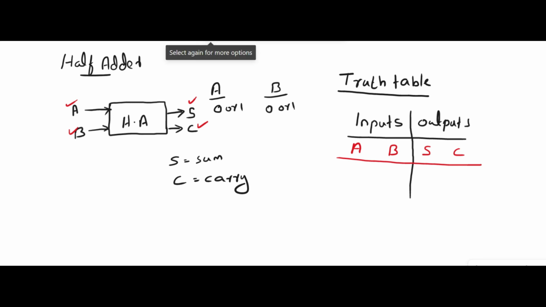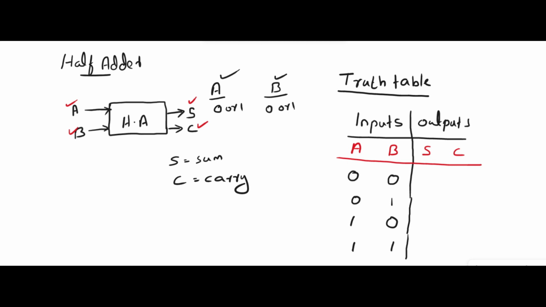And now we will see the different combinations of input. So already I have mentioned A can be 0 or 1. Similarly, B can be 0 or 1. First condition, let us assume A is 0 and B is 0. In the second case, let us assume A is 0 and B is 1. Third case, A is 1 and B is 0. And last case, A is 1 and B is 1. These are the different conditions of inputs.